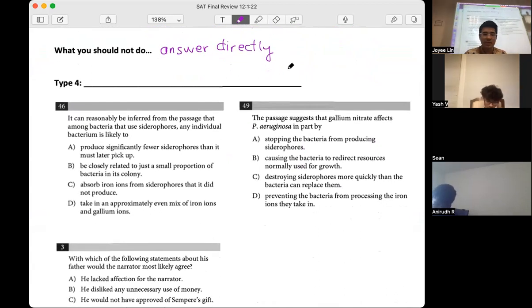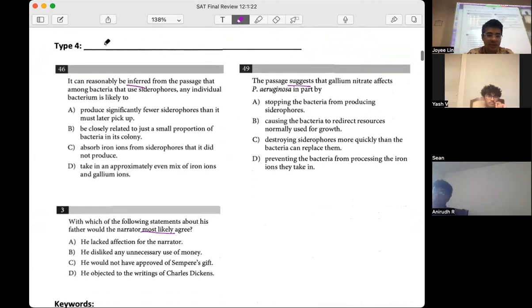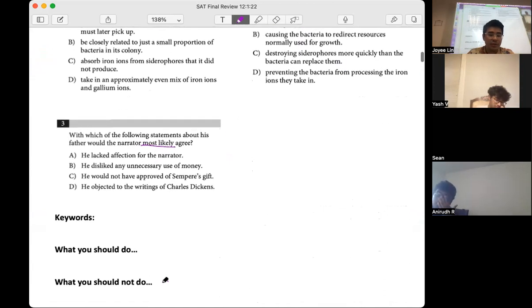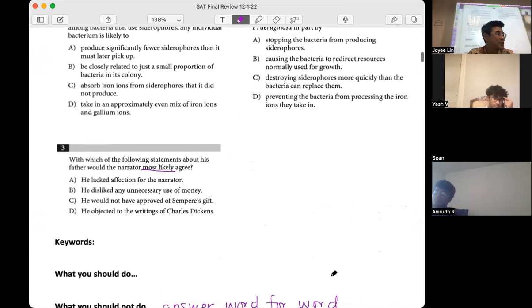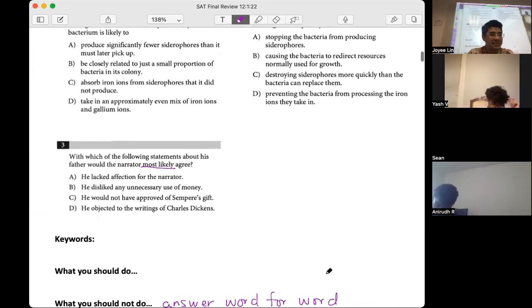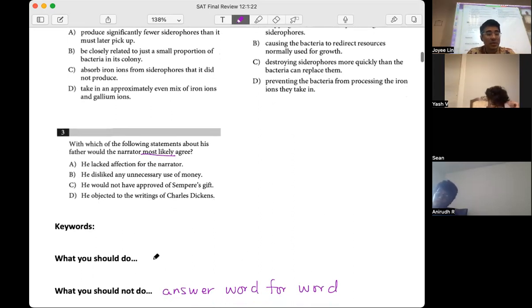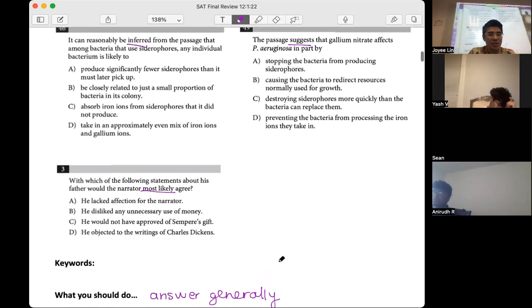We did a whole thing about this before. So what we have: infer, we have suggests, we have most likely, right? So what are these? Inference, right? So again, inference, do not answer word for word. Typically, if you answer word for word, you're probably going to get it wrong. Typically, I've still seen it. Sometimes word for word, though, what do they do with word for word? They'll copy the phrase and say not or hardly. What you should do, answer very generally, right? Because when you infer, you don't want to infer very extremely.